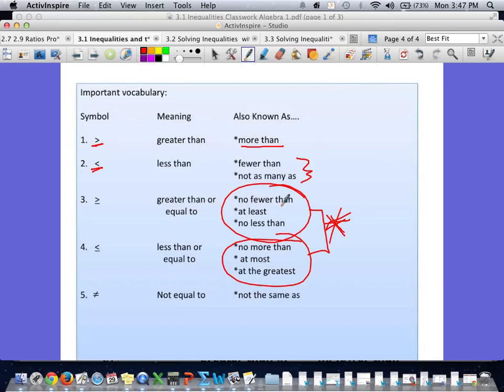Greater than goes with the first group. Less than goes with the second group. And then the not equal to sign is not the same. Okay, so know that vocab, because you'll be getting word problems where you have to set up inequalities, and you're going to be given words such as these, and you need to know which symbol to use.